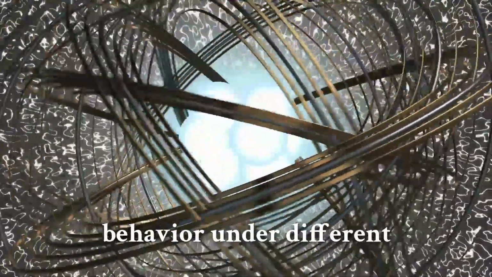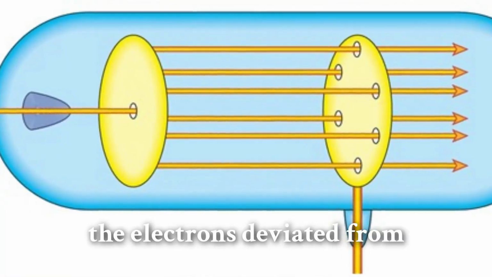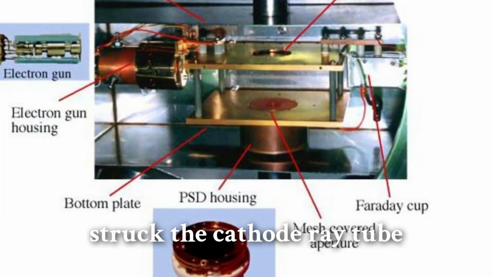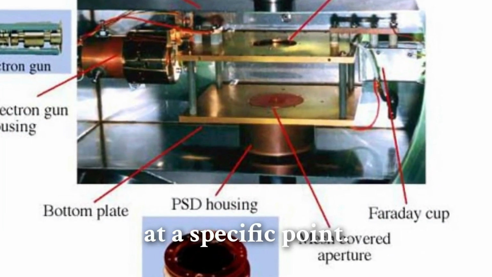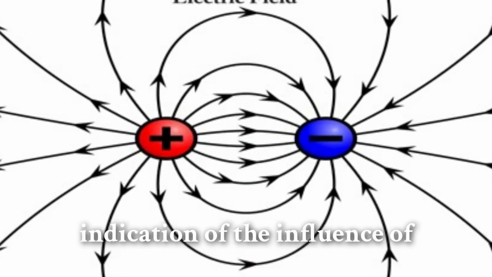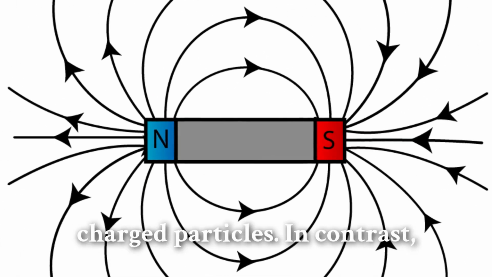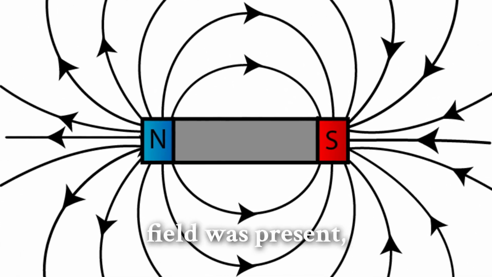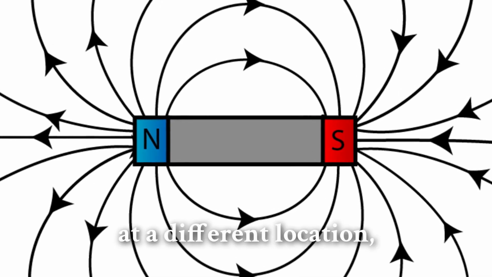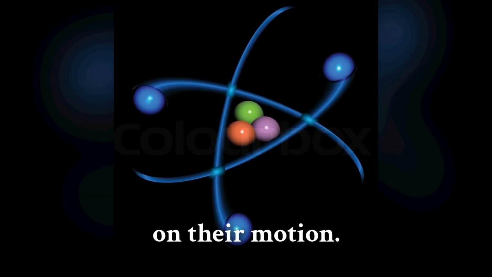behavior under different conditions. When only the electric field was applied, the electrons deviated from their original trajectory and struck the cathode ray tube at a specific point. This deviation was a clear indication of the influence of the electric field on the charged particles. In contrast, when only the magnetic field was present, the electrons hit the tube at a different location, demonstrating the distinct effects of magnetic forces on their motion.